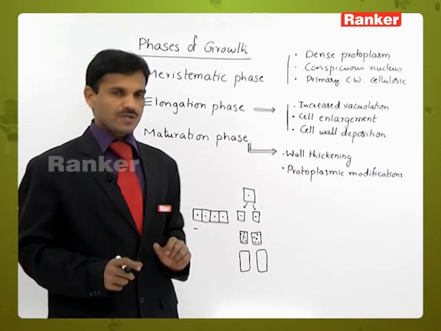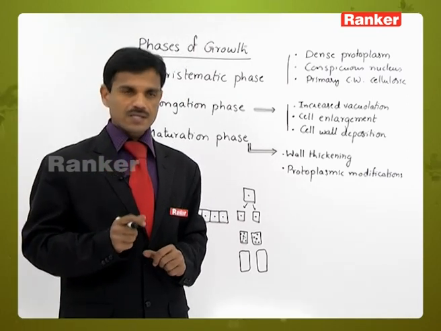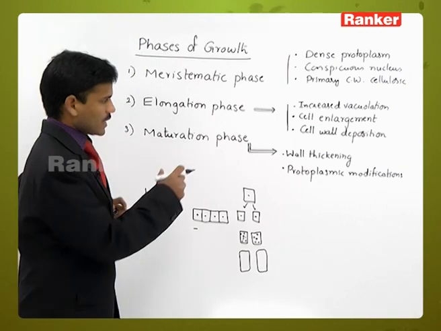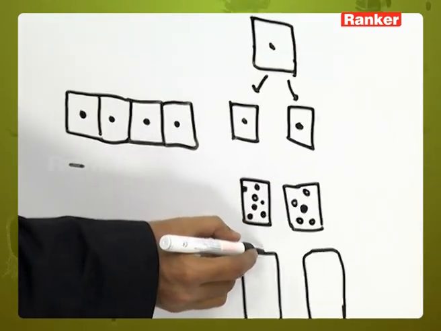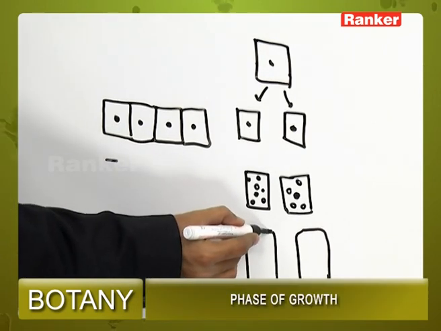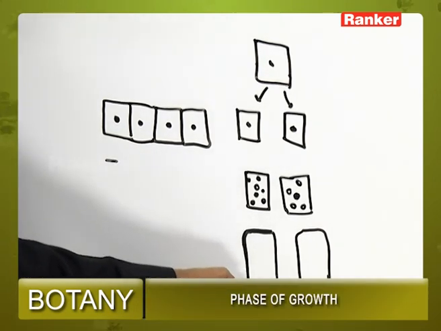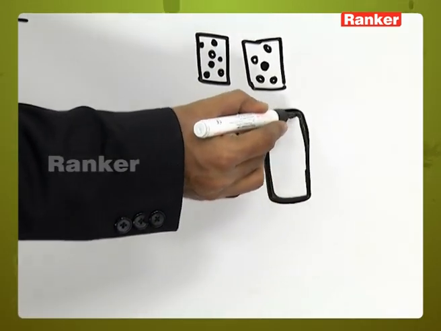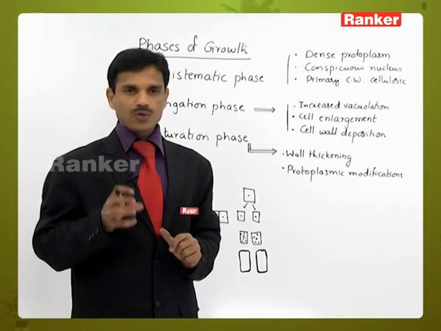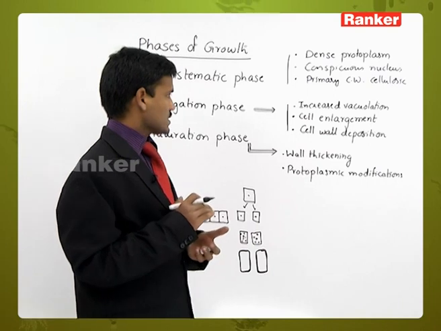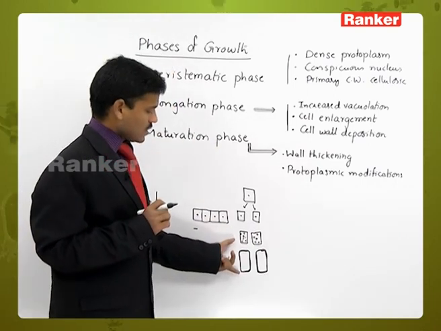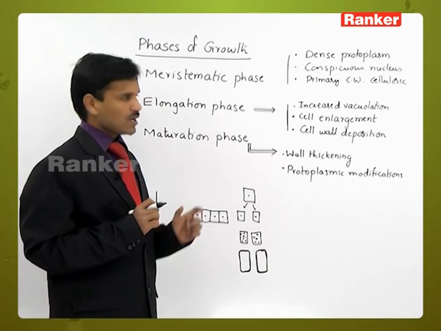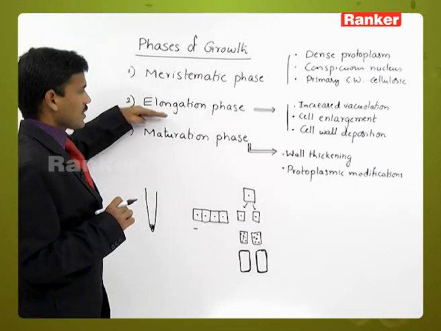Next, cell wall deposition. In the primary or young cells, the cell wall is cellulosic. But gradually, some materials are deposited in the cell wall, and it becomes thick. So these are the steps of the elongation phase: vacuoles are formed, the cell enlarges in size, and different cell wall materials are deposited in the existing cell wall.